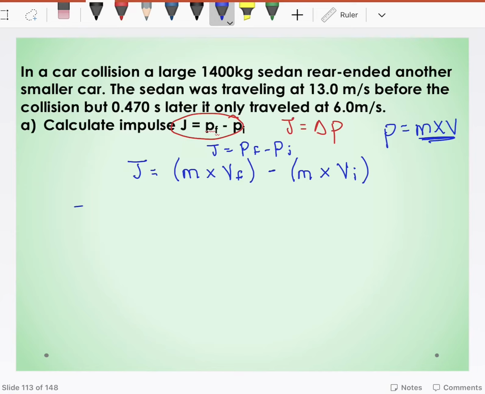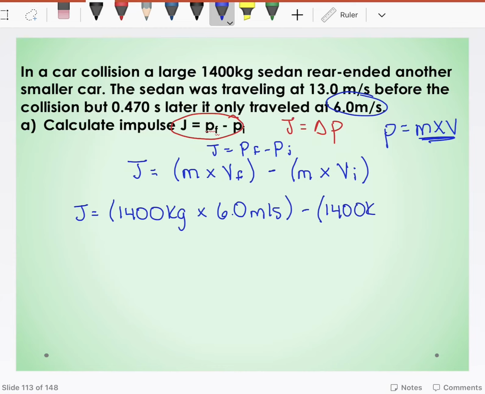All right, so mass is 1,400 kilograms times final velocity is 6 meters per second, minus 1,400 kilograms times 13 meters per second. Now you don't have to do this all in one step. You could have solved for final and initial momentum somewhat separately. It is important to use those brackets and to calculate those values separately.